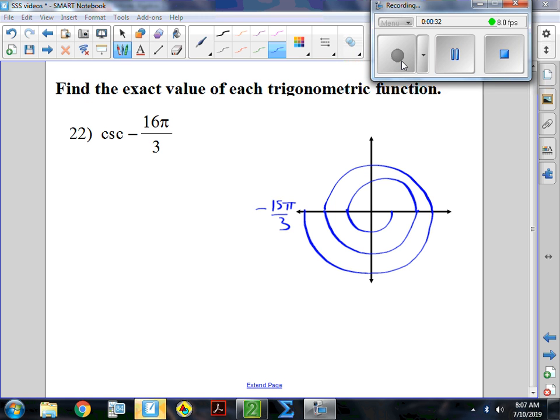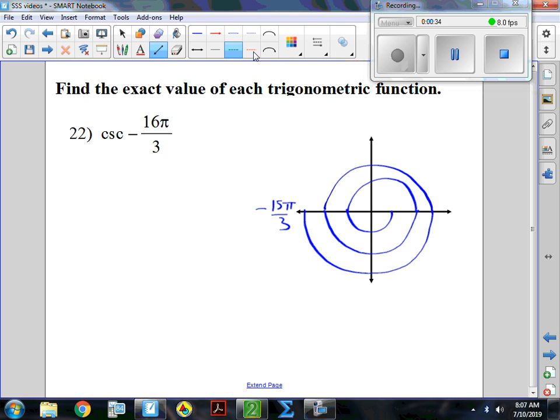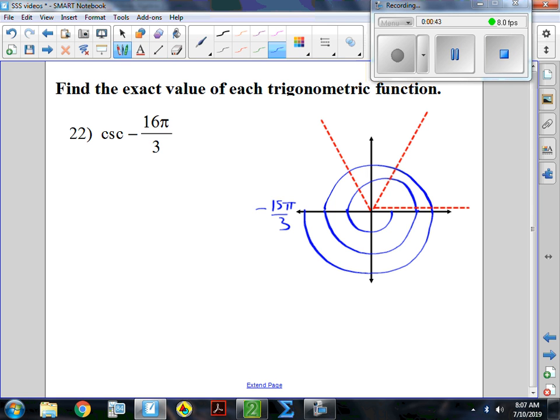And then negative 16. So I need to go one more pi over 3. So one more pi over 3 is right there. So now I'm at negative 16 pi over 3. So we can see on the graph that cosecant of negative 16 pi over 3 is an equivalent expression to cosecant of 2 pi over 3. Negative 16 pi over 3 and 2 pi over 3 are coterminal angles. So different ways of writing the same angle.